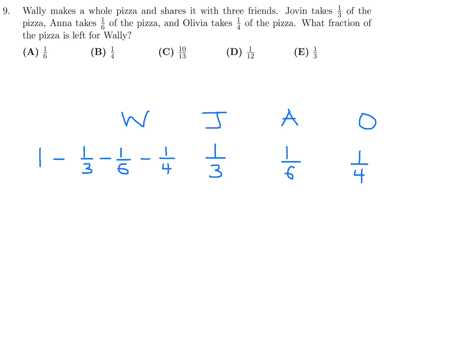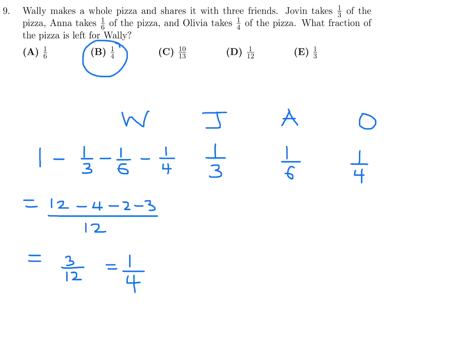And when you do that, let's see, the common denominator is 12: 12 minus 4 minus 2 minus 3, all over 12. That's going to be 3 over 12, and in lowest terms, that is 1 over 4. Wally gets a quarter of the pizza. Number 9 is B.